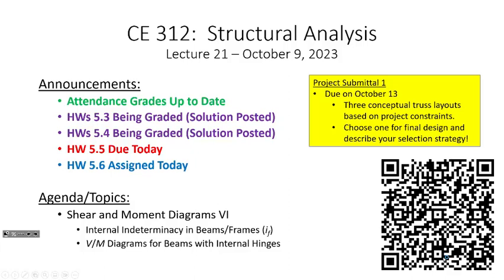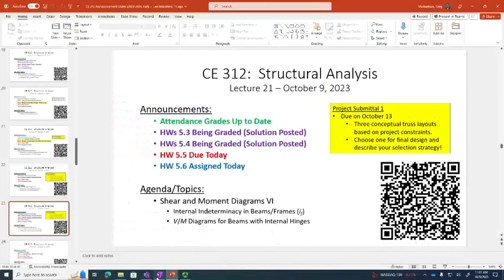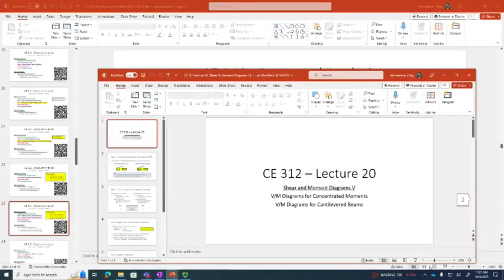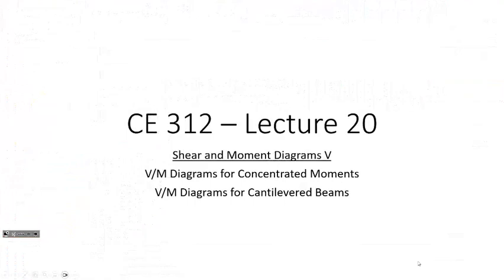That's really the star of the show today. We already talked about internal indeterminacy in beams and frames last time, and it's really just a footnote. I just wanted to close the loop on that. What I really want to focus on is shear and moment diagrams for beams with hinges. So let me open those notes back up, because it's going to take us a little bit of time today to get through that problem.